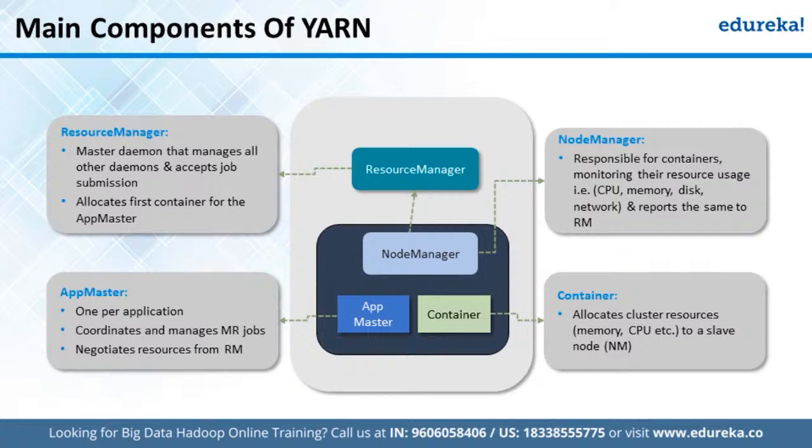So RM will check with node manager, is it available, not available, and then it will allocate the resource. What happens if the resource manager fails while executing an application? If a resource manager fails while executing an application, then when you restart it, it saves a checkpoint. So it will look into the checkpoint and it will restart the thing.